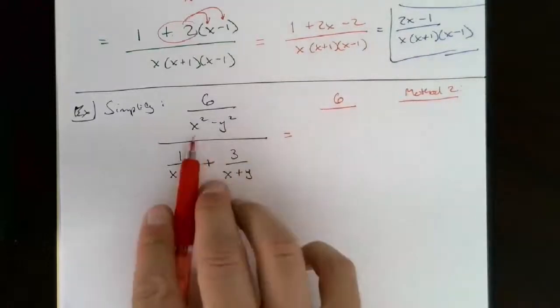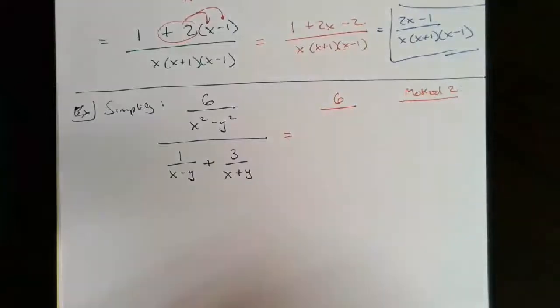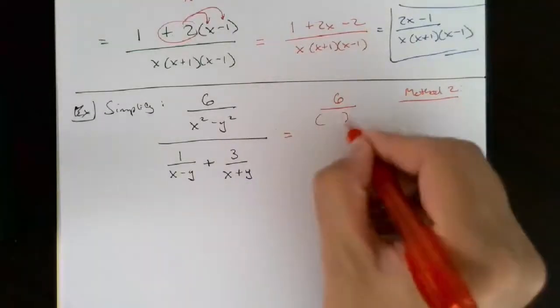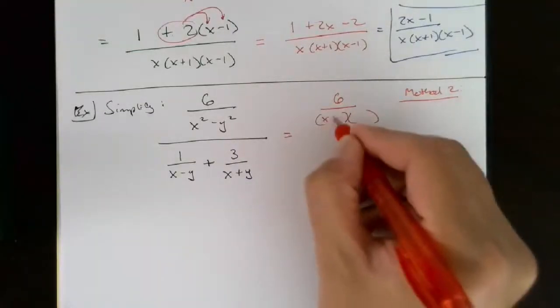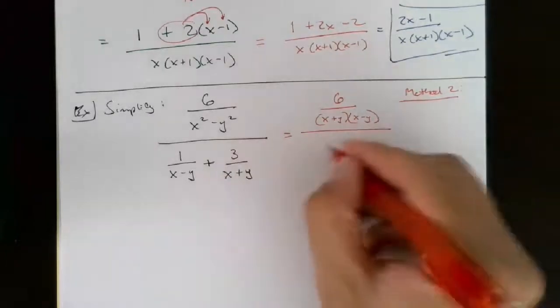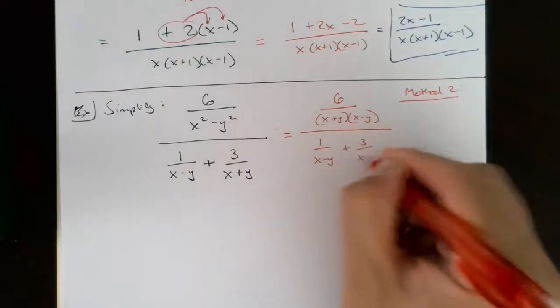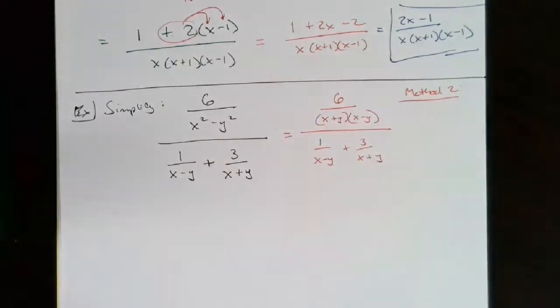So this would be 6 over, now if I have x squared minus y squared, I want to factor this out to find the common denominator, right? So x squared minus y squared, that's the difference of perfect squares. Make sure you recognize that. So this would be x plus y times x minus y. Here we don't have to factor it at all because it's already single terms.